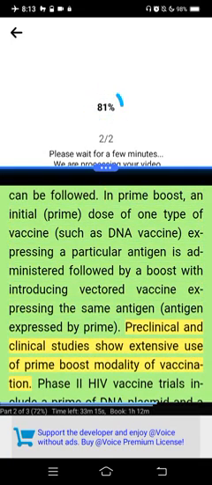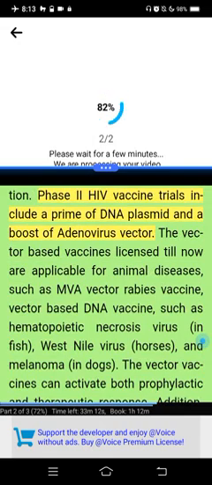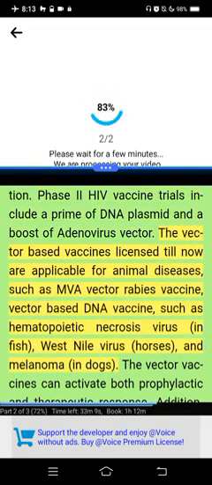Preclinical and clinical studies show extensive use of the prime-boost modality of vaccination. Phase 2 HIV vaccine trials include a prime of DNA plasmid and a boost of adenovirus vector. The vector-based vaccines licensed till now are applicable for animal diseases, such as the MVA vector rabies vaccine, and vector-based DNA vaccines, such as for hematopoietic necrosis virus in fish, West Nile virus in horses, and melanoma in dogs.